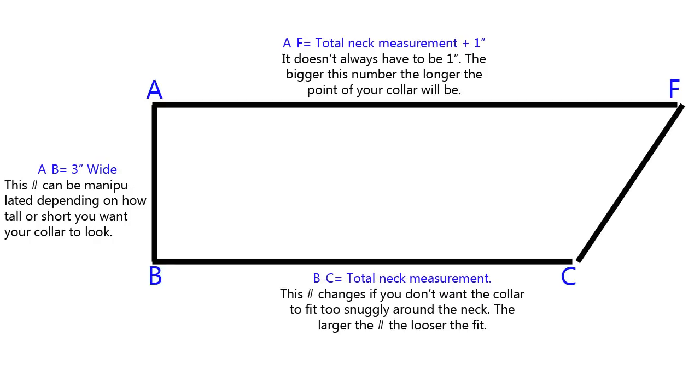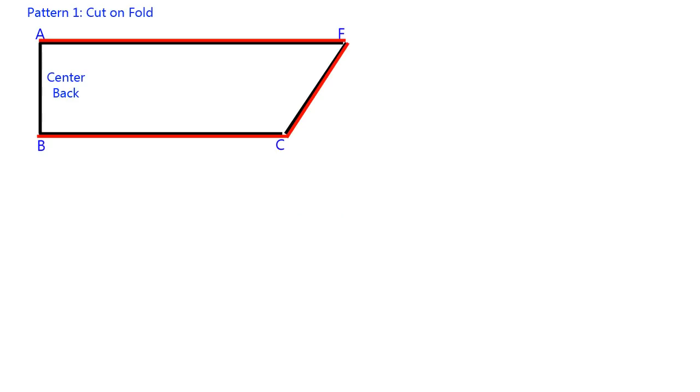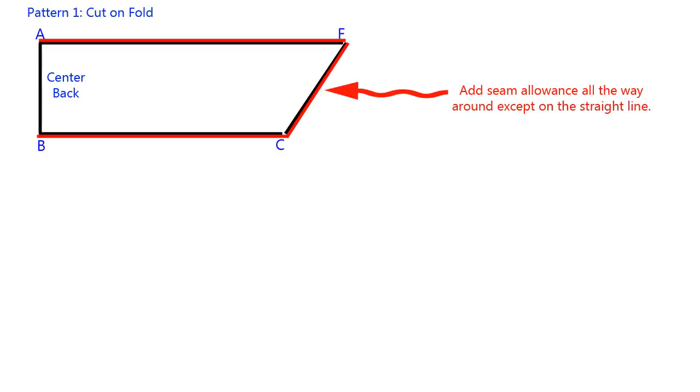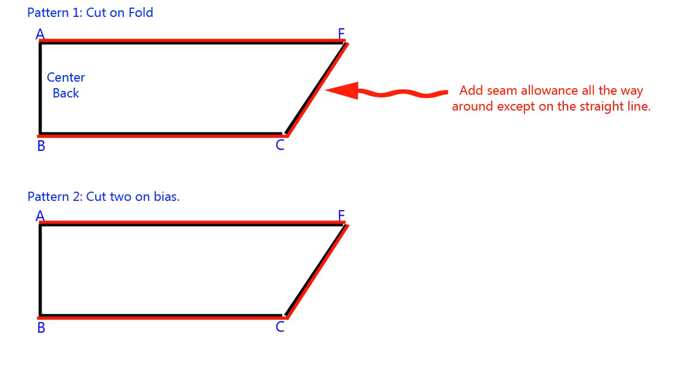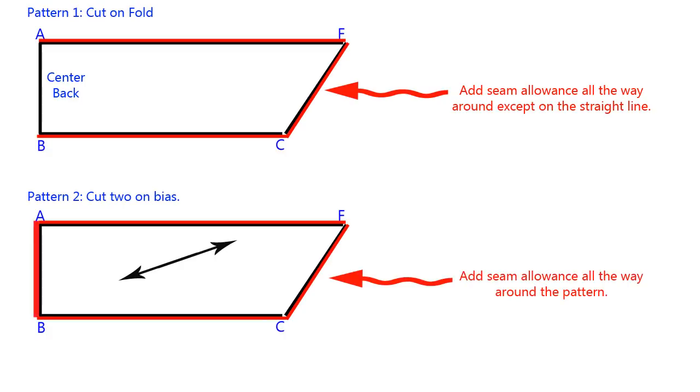So what happens next is you'll have the first piece where it will be cut on the fold at the center back. You'll add seam allowances all the way around except for right on the center back. The second piece will be cut on bias, and the seam allowances will go on all 4 sides.